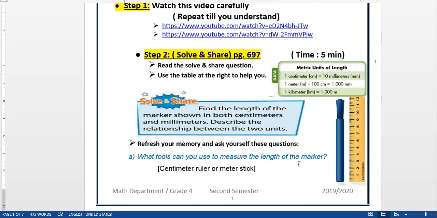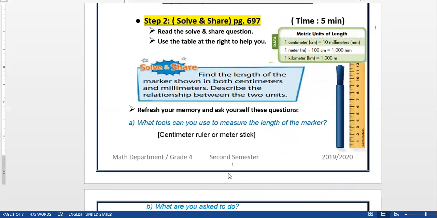Before I measure, I wanted to ask you a question. What tools can you use to measure the length of the marker? Exactly, a centimeter ruler or a meter stick, both of them. And what are you asked to do? I wanted to find the length of the marker in both centimeters and millimeters. That's right.